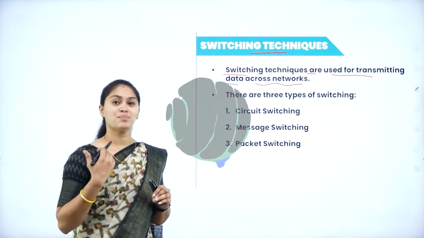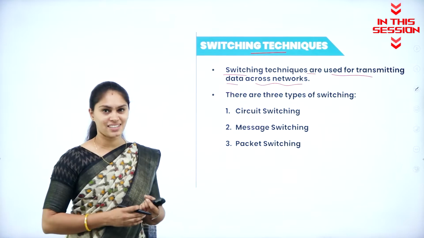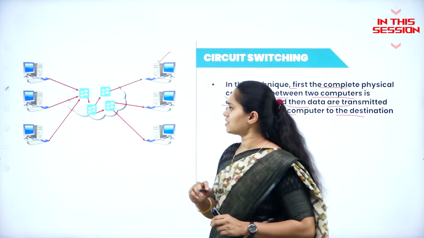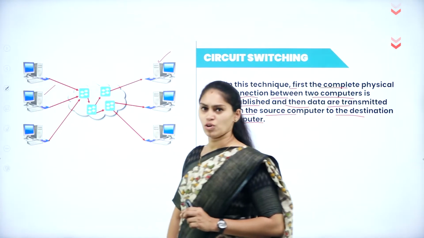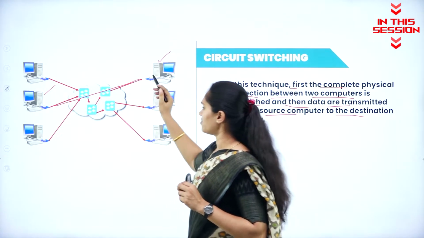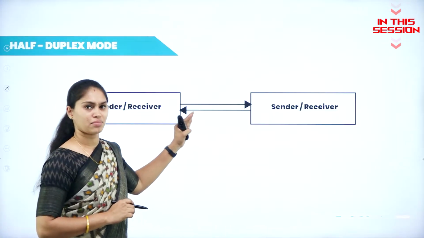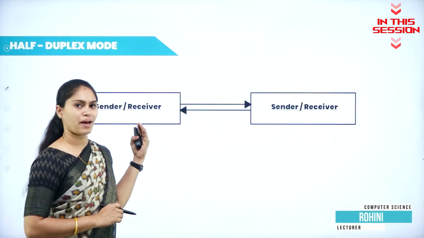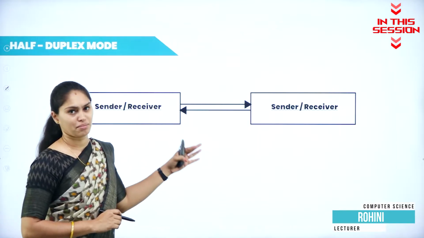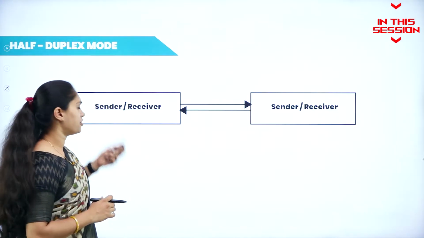When I want to transmit data over the network, we use switching techniques. If we consider this as a receiver and this as a source, only a dedicated channel between the source and receiver will be established. Only the sender can send at a time. Even the receiver can respond back to the sender, but not simultaneously. That kind of data transmission is considered half duplex mode.